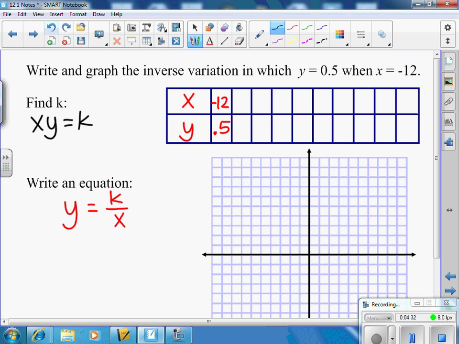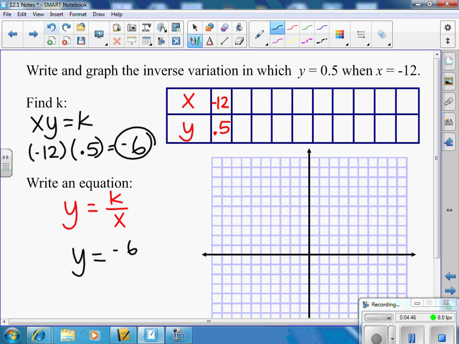So my x is negative 12, and my y in this case is 0.5. So when I multiply those together, I get negative 6. That's my k. So our equation is y equals negative 6 over x. And now if we want to make a graph, we need to plot some points. So let's plug in some numbers that give us nice, pretty answers.